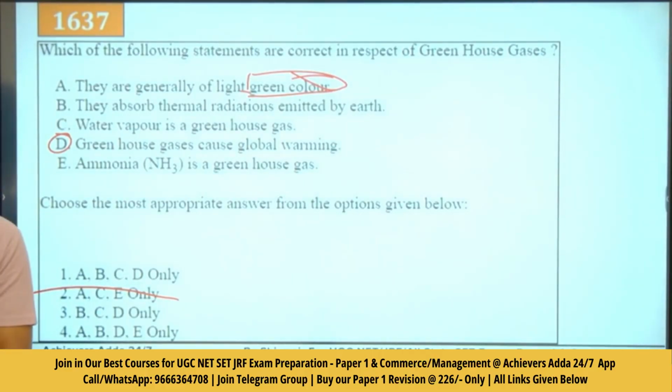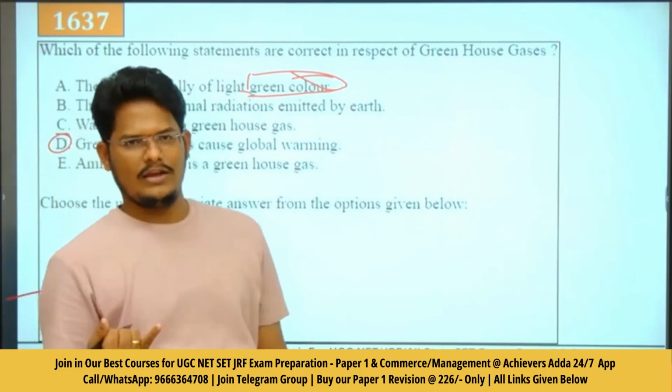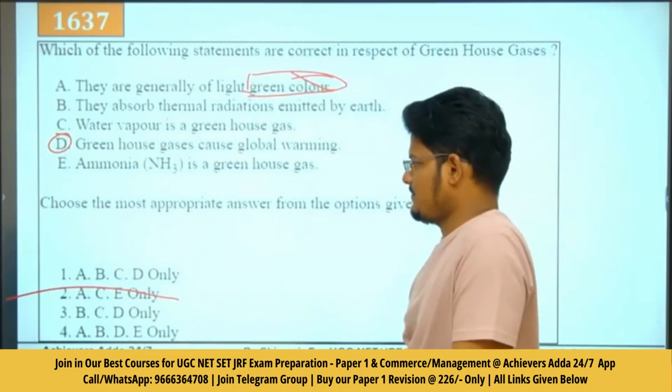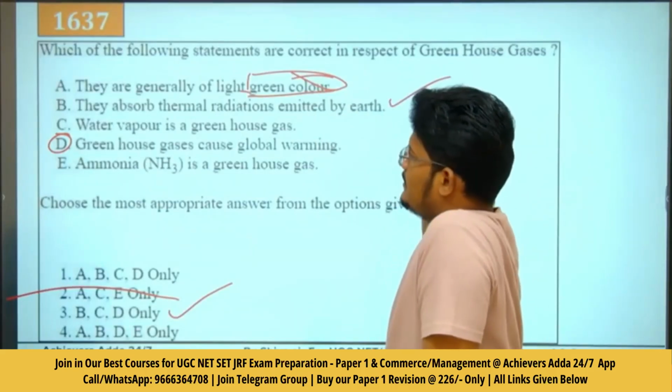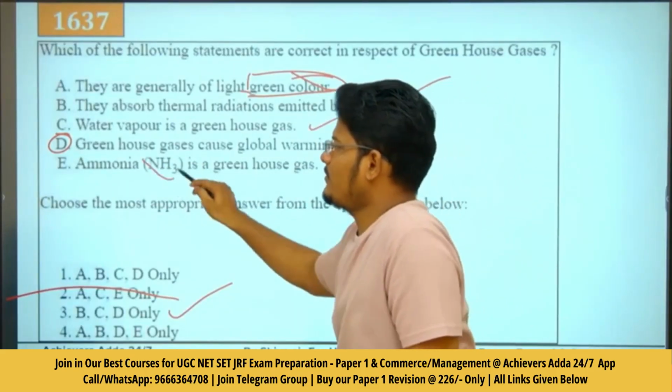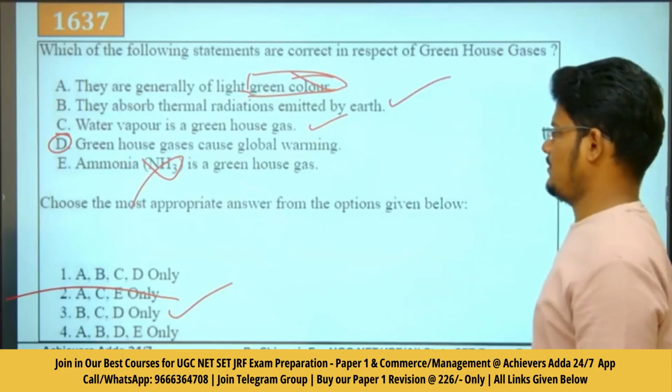We have never seen ammonia as a greenhouse gas. We know the list of the greenhouse gases. So only B, C, D are correct. They absorb the thermal radiation by the earth. Water vapor is a greenhouse gas. Ammonia can never be a greenhouse gas. It is not part of the greenhouse gases.